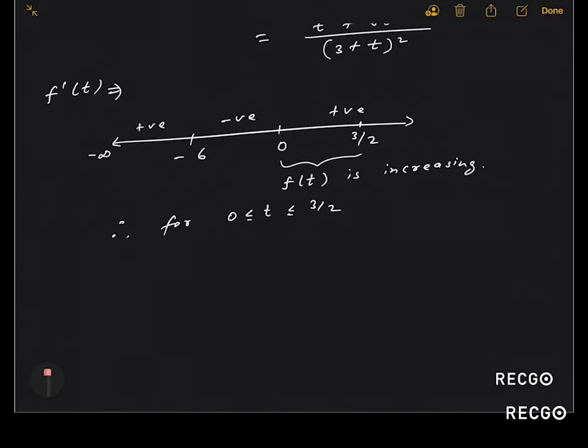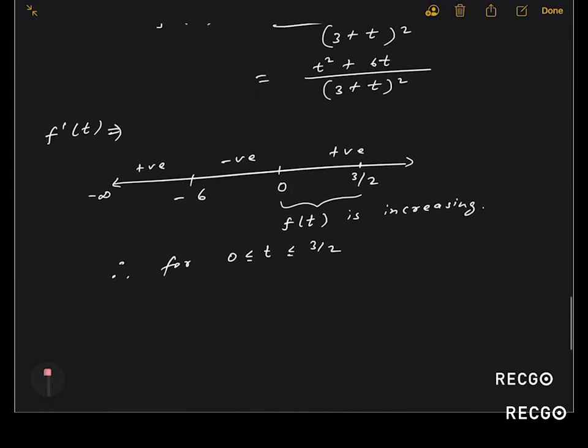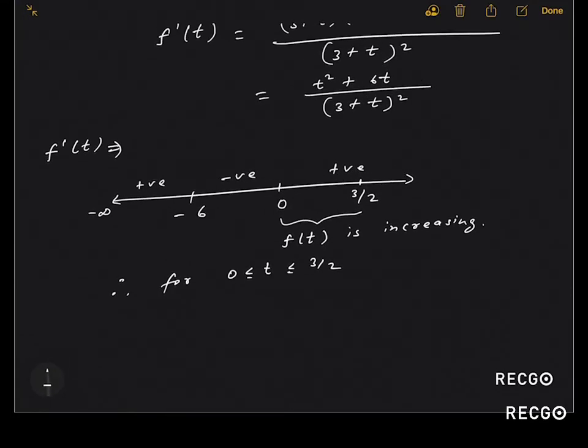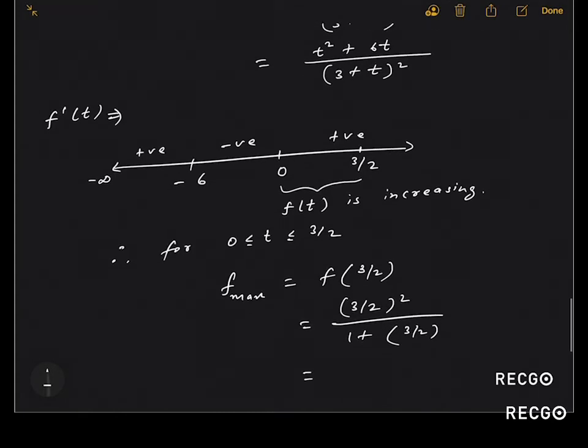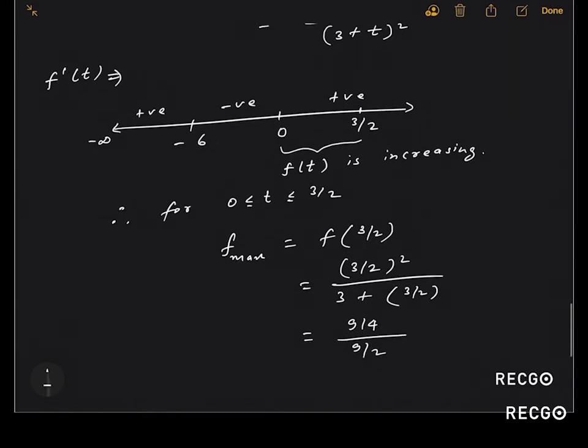because even if we get the maximum value of the function f of t, that means our expression is greater than or equal to that function f of t, according to the inequality we obtained after applying the Cauchy-Schwarz inequality. So the maximum value of the function f of t is f of 3 by 2, because it is increasing in the interval 0 to 3 by 2, so it must be maximum at t equal to 3 by 2. So the maximum value is f of 3 by 2, and oh, there is a mistake, it should be (3 by 2) whole square divided by 3 plus 3 by 2, right? This is a simple calculation, and we are getting 9 by 4 divided by 9 by 2, which is equal to 1 by 2.